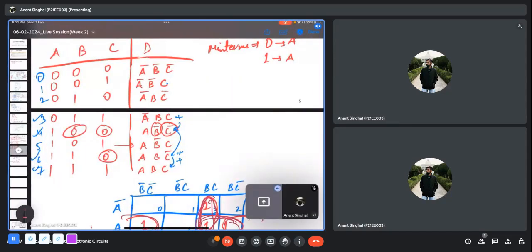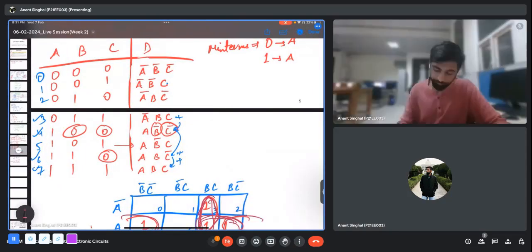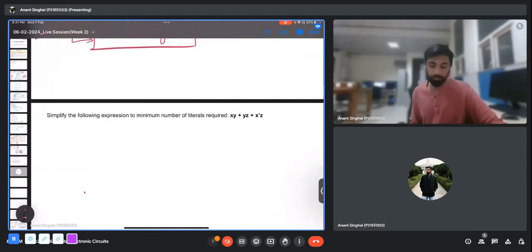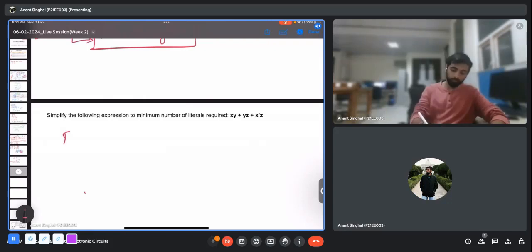Okay, so let's proceed now. Now we have another problem, which is we need to simplify the following expression. Again, it is a simplification problem using the minimum number of letters required, and the given function, let's say it is f, is given by xy plus yz plus x complement z.